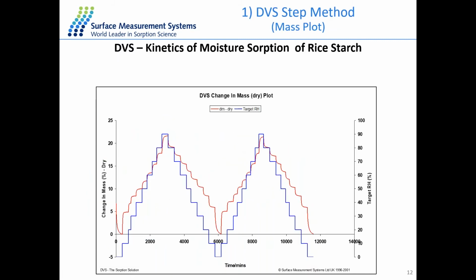So the first one, with the DVS method, we can perform a very typical method, which is the step method, where we increase the humidity step by step as we introduced previously. So here the blue line is for target partial pressure, and this time we're changing the humidity from 0 to 90% RH, going back to 0, and then a second cycle at the same time. And the red line is for the change of mass for the sample. So the sample is picking up the moisture, reaching a very perfect equilibrium, and jumping to the next stage.